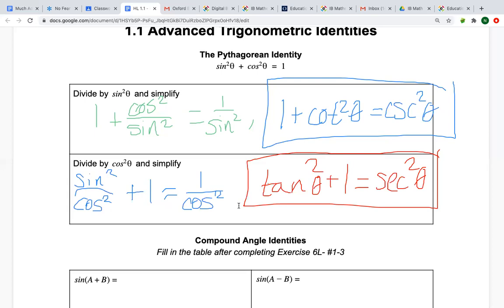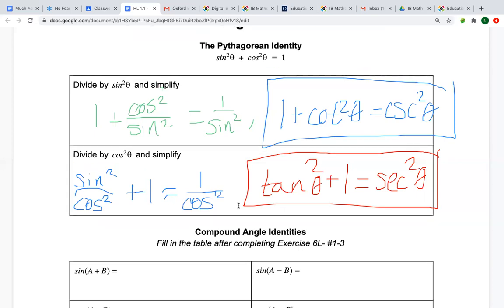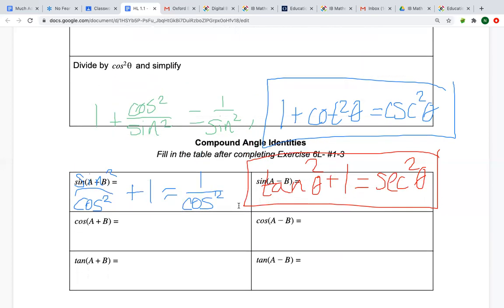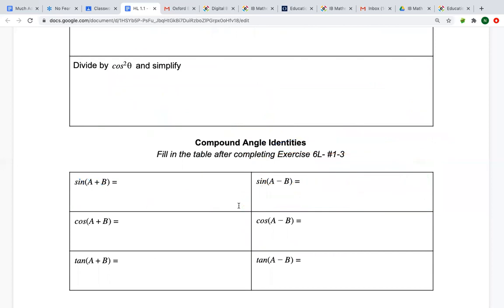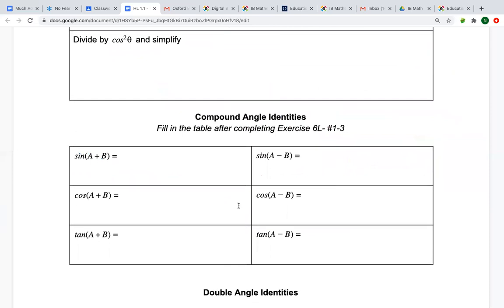And then also attached to your Google Classroom page is exercise 6L. If you work through those problems, that will help you end up with your compound angle identities. I'd like you to try that first, and then you can come back and check your answers here. So go ahead and pause your video and give this a shot.